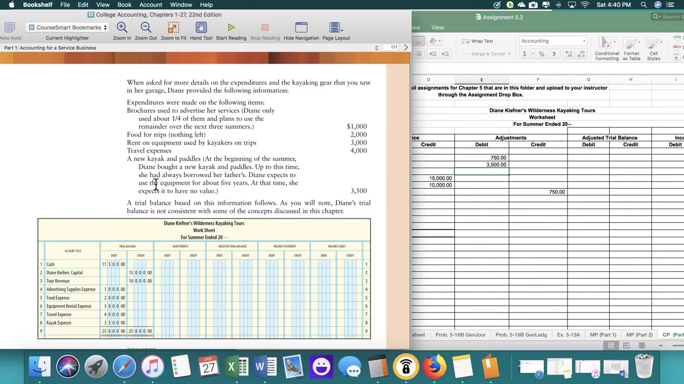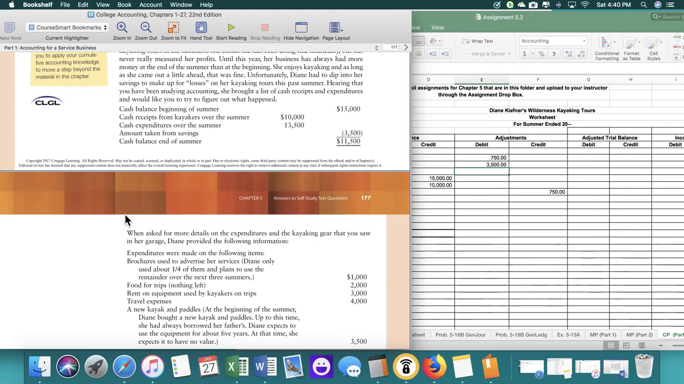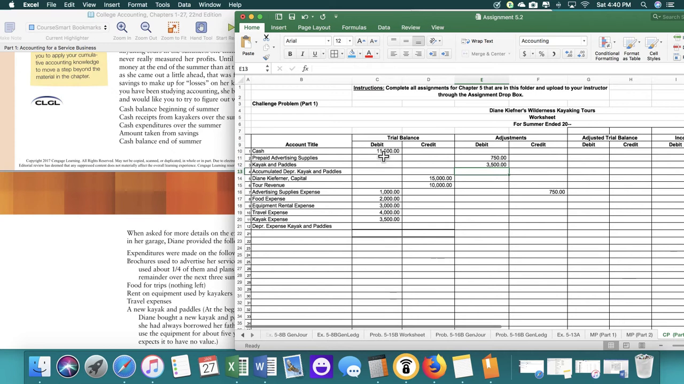And then I'm trying to see if it says how she purchased it. Equipment, travel expenses. Let's see. Cash receipts from kayakers, cash balance, amount taken from savings. So she used her savings account to pay for the $3,500, which is why her cash balance is $11,500.